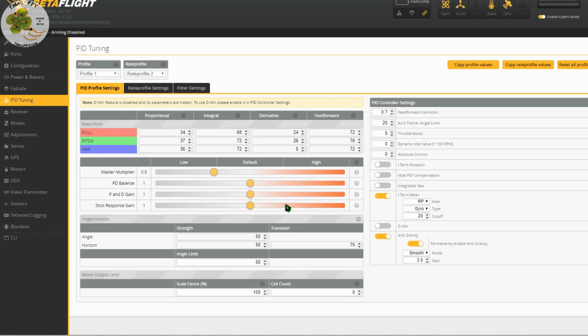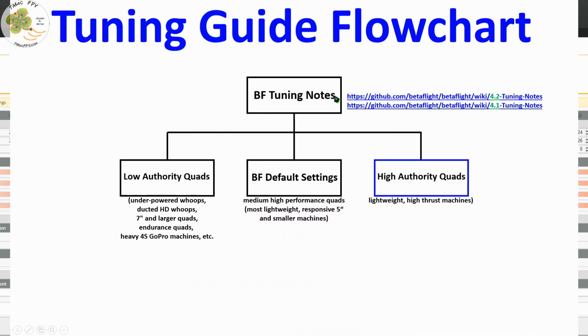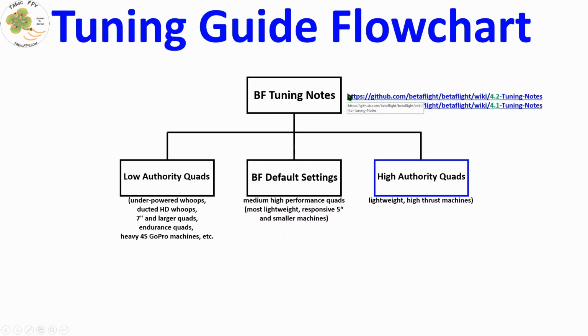Let me quickly go over the general flow of the process that we're using so that you'll have a better understanding of why we're doing what we're doing. We started with the Betaflight tuning notes, which is where you always want to start when a new version release comes. They can be found on the Betaflight GitHub site at these URLs, usually just by inserting the version release number you're interested in here.